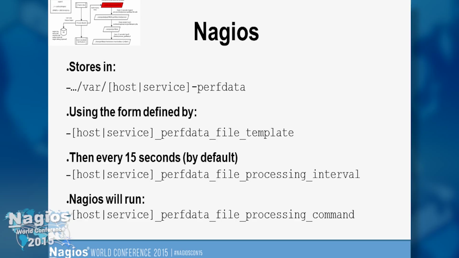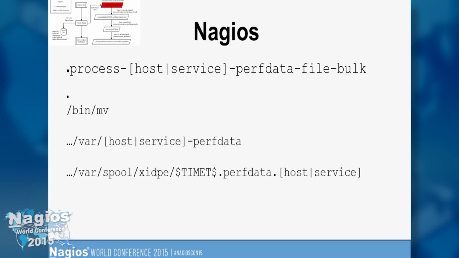And then every 15 seconds by default, and that's defined in the, again, host or service perf data file processing interval, it will run the command that is defined in host or service perf data file processing command. And that command looks like this. It's called process host or service perf data file bulk, and essentially it's just this one command. It moves from var host or service perf data into var spool xidpe $t, which again is that Unix macro, dot perf data dot host or service.